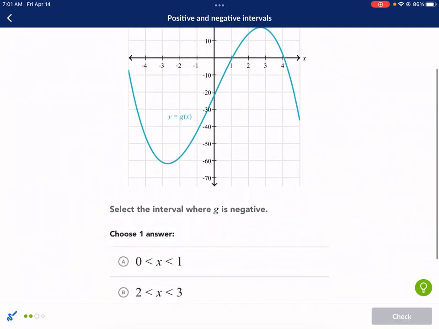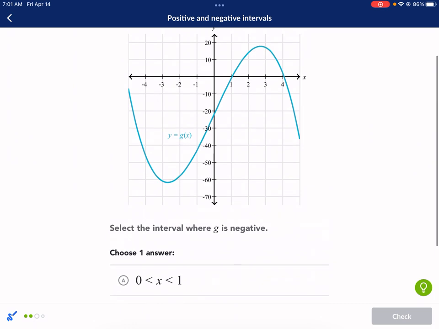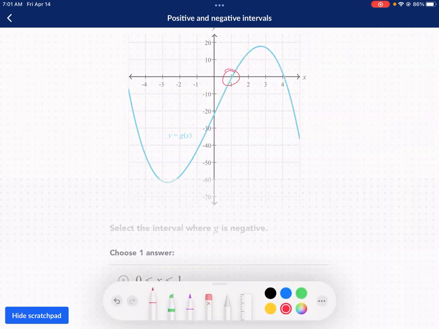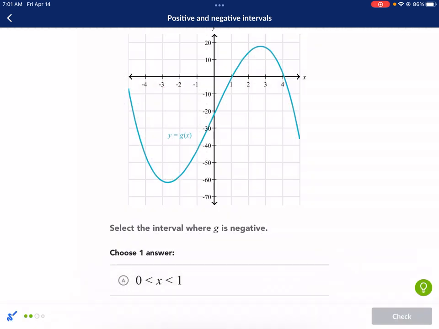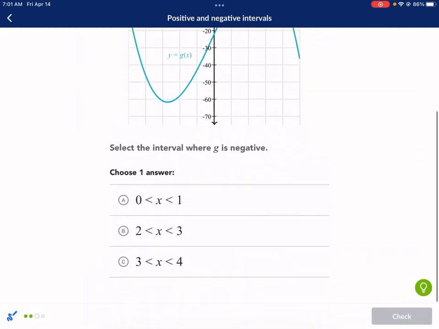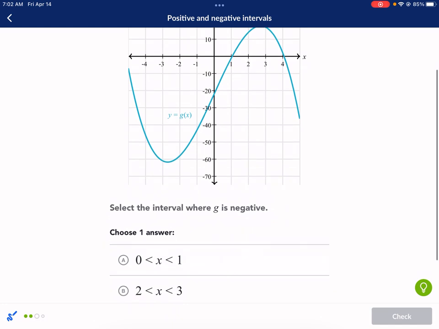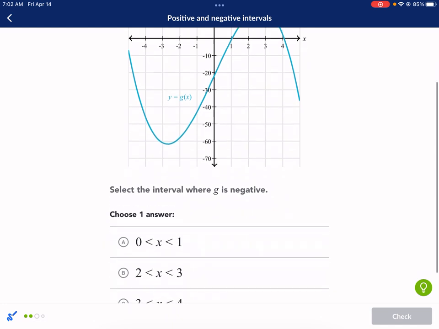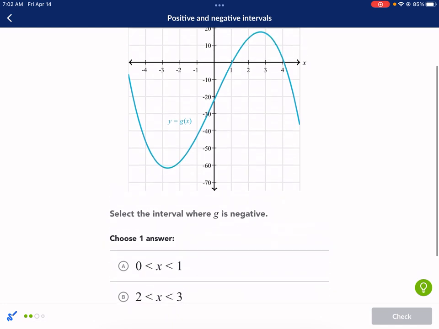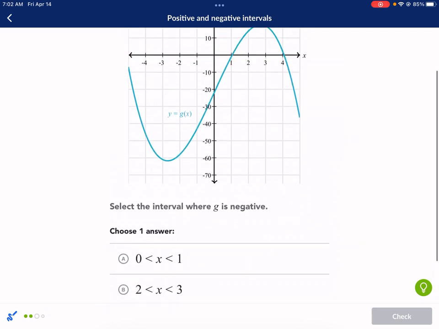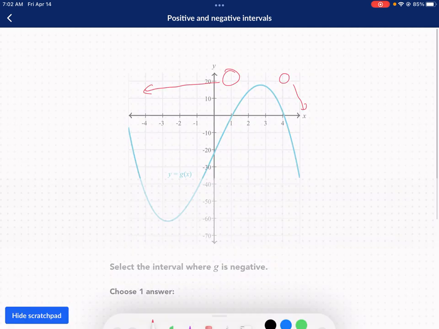For g, we're just going to go through the options here. You can kind of see where it is. Look at where x equals 1 on the graph right here, and then all this way it's negative. There's also over here where it's negative, but we're just going to look at the ones they give us because it's multiple choice. So between 0 and 1, that one is good, so that's going to be our answer. If you look at between 2 and 3, that's above the x-axis. 3 and 4, that's above the x-axis. So for 0 and 1, I'm just going to show you just in case.